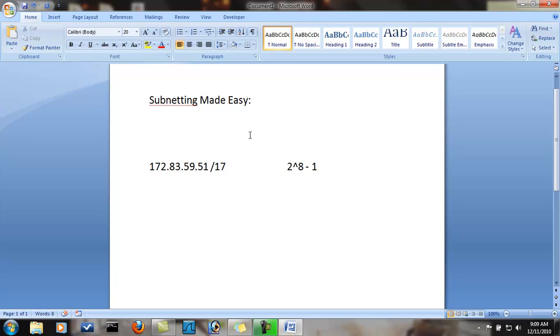goes up by ones, 2 to the 9th goes up by 2. 2 to the 10th goes up by 4. 2 to the 11th goes up by 8. 2 to the 12th goes up by 16.